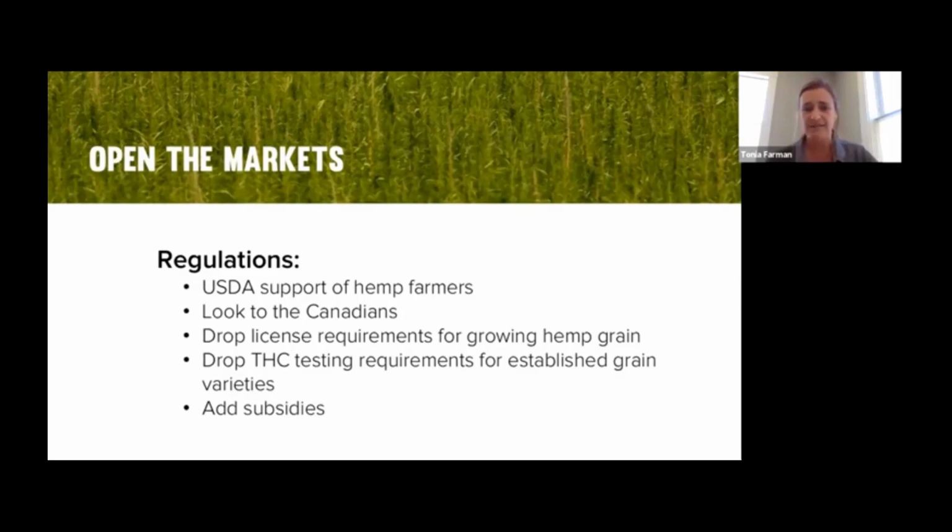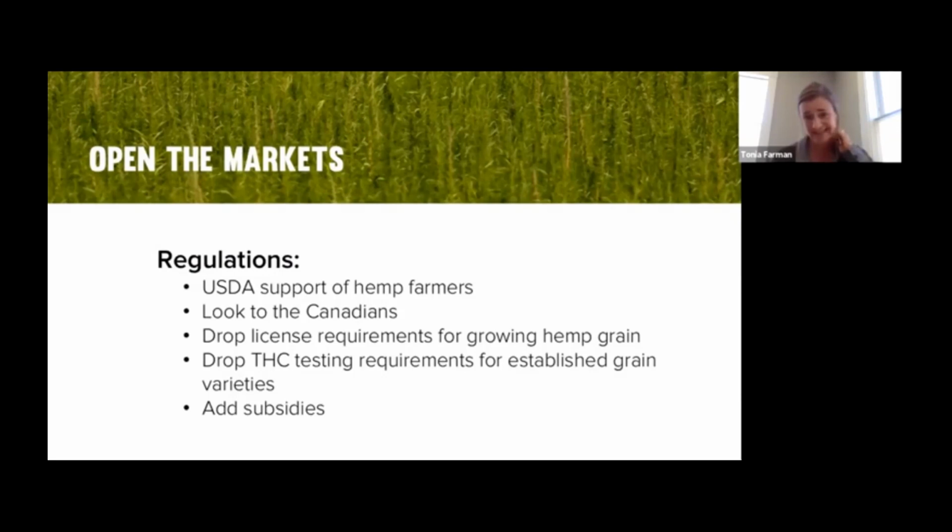And we have established grain varieties, many of them that come from Canada. They've done their work and we know that they are valid, and we believe that this THC testing requirement should be dropped for those established grain varieties. So these are big factors that come into how it makes it cost prohibitive to grow for grain.